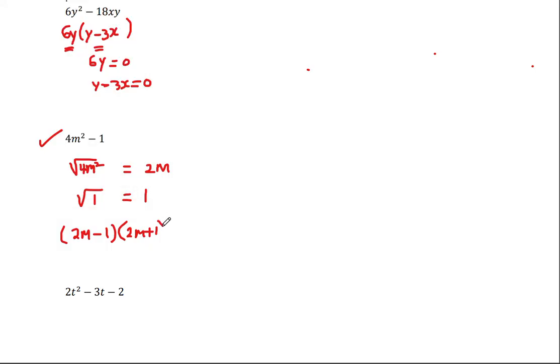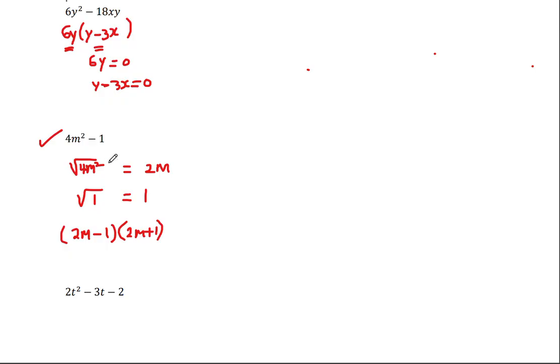2m minus 1 into 2x plus 1. It doesn't matter whether you write the 2m plus 1 first and the 2m minus 1 second, or the other way round, because the order of multiplication does not matter. You must recognize that when you have a variable term, here 4m squared, minus a constant, that indicates it can be written as a difference of two squares.